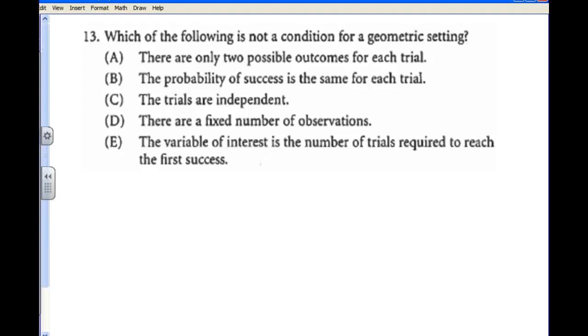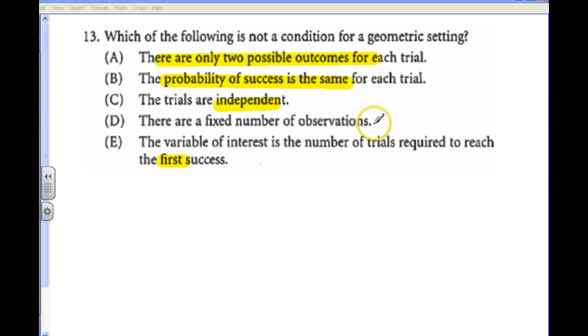Which of the following is not a condition for geometric? It's been a while since we've done geometric. The big thing I wanted you to remember from geometric is, anytime you want first success, that's one of the requirements. You're looking for the first time you roll a 5 or first time you pick an ace or something like that. Certainly some of the conditions are there are only two possible outcomes. That's called the Bernoulli trial. The probability of success is the same. That's important. It doesn't change. The trials are independent. Certainly we need independence.